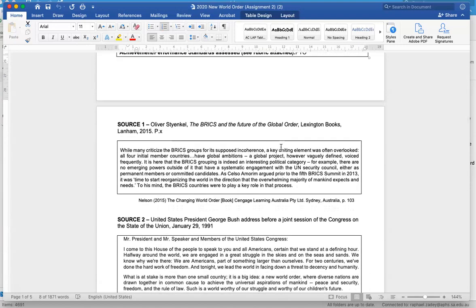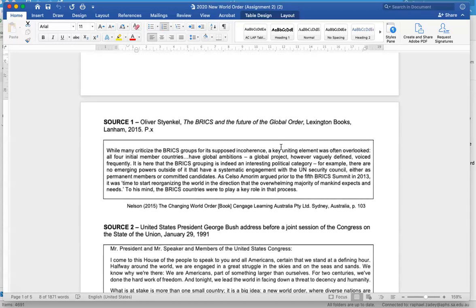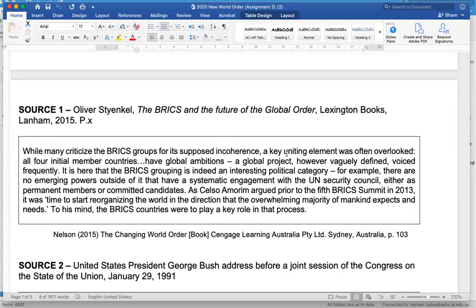Let's make a start. We're working on question 1 now. According to source 1, what was the key uniting element of the BRICS group? So if we look at source number 1, we're looking for uniting, and we can find it quite simply in the first paragraph. A key uniting element was often overlooked, and the element was that all 4 countries had global ambitions. Okay, they wanted to become major recognised powers in the world. Simple question. That's why you often find that the first question is only worth 1 mark.